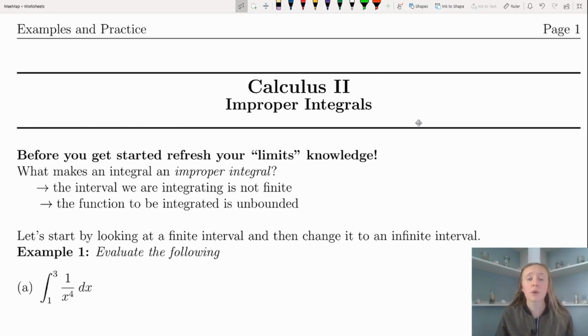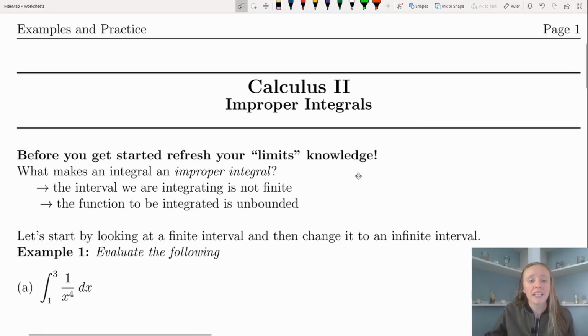Now, before you get started, I highly recommend that you brush up on the limits that you learned in Calc 1, because that's going to come up a lot in this worksheet. We're going to be taking the limit as x approaches infinity, and we're also going to be taking the limit as x approaches some finite number. So definitely review those before diving in.